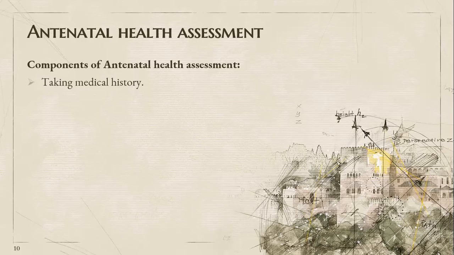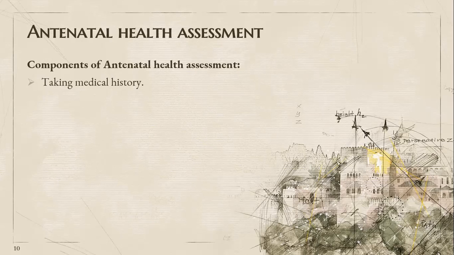Taking medical history, means data collection. Antenatal assessment means collecting medical history, like history regarding menstrual cycle. At what age she attained menarche, how is the regularity of that menstrual cycle, and any complications regarding that menstrual cycle. Those things we should ask.